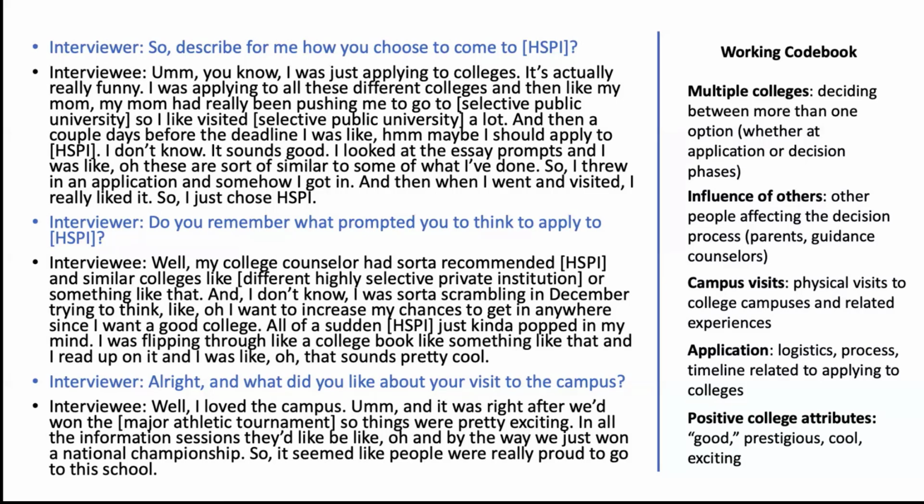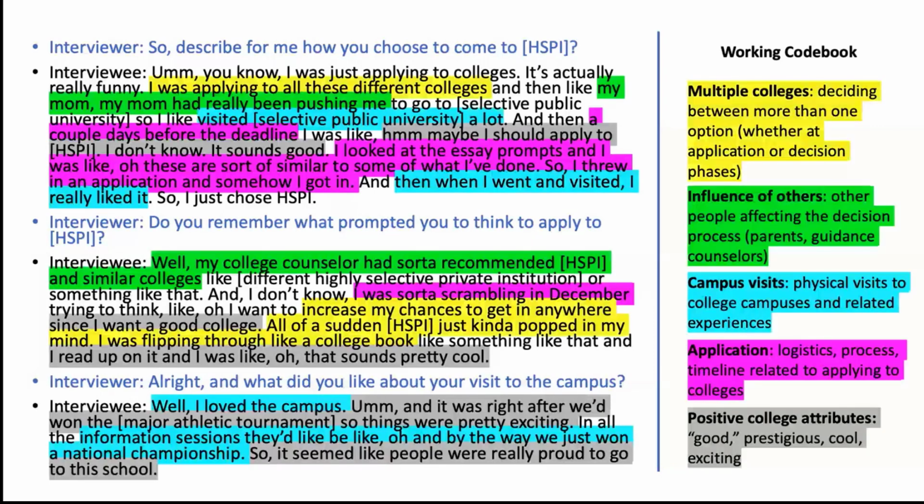And then also positive college attributes, like being a good college or valuing prestige, or this participant also used words like cool and exciting. And you can see some places where these show up in the data as I tried to code them. And there's overlap. There are some places where multiple codes might apply. And you too will experience that as you code your own data. Sometimes a segment of data has multiple codes attached to it.